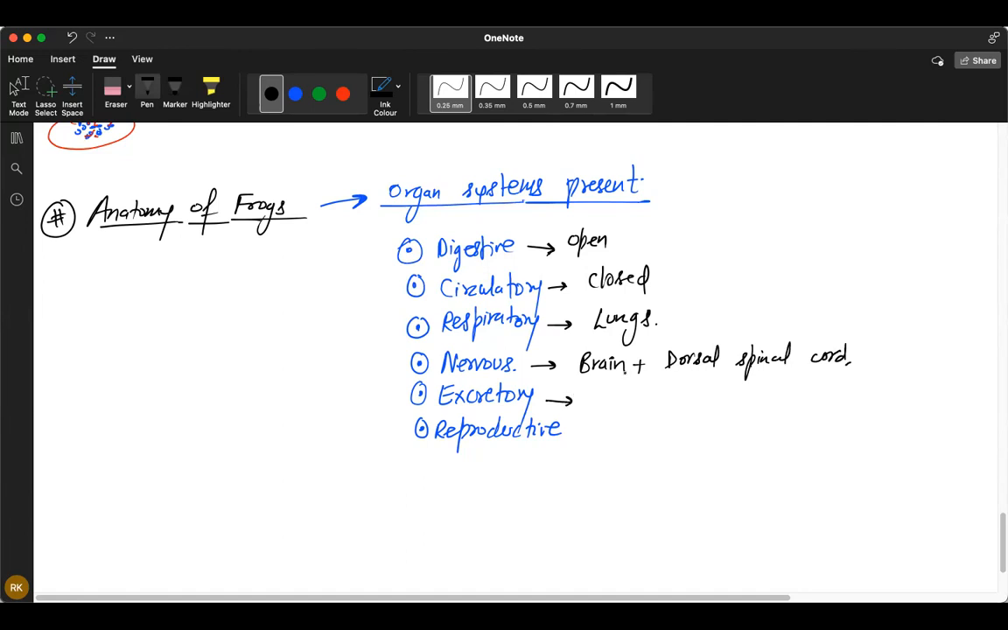In the excretory system, what do they have? They have kidneys, which look different from human kidneys, but they do have kidneys, a pair of them. Also, they have ureters and a rectum, and their urinary bladder is connected to the rectum. So they have kidneys plus ureter plus urinary bladder. And in the reproductive system, they have ovaries and testes, in different individuals, because they have different sexes.